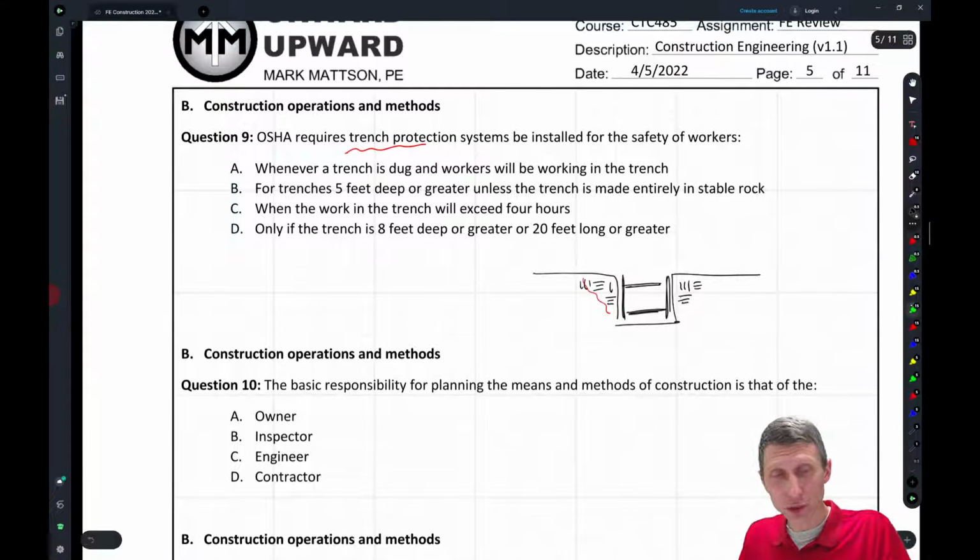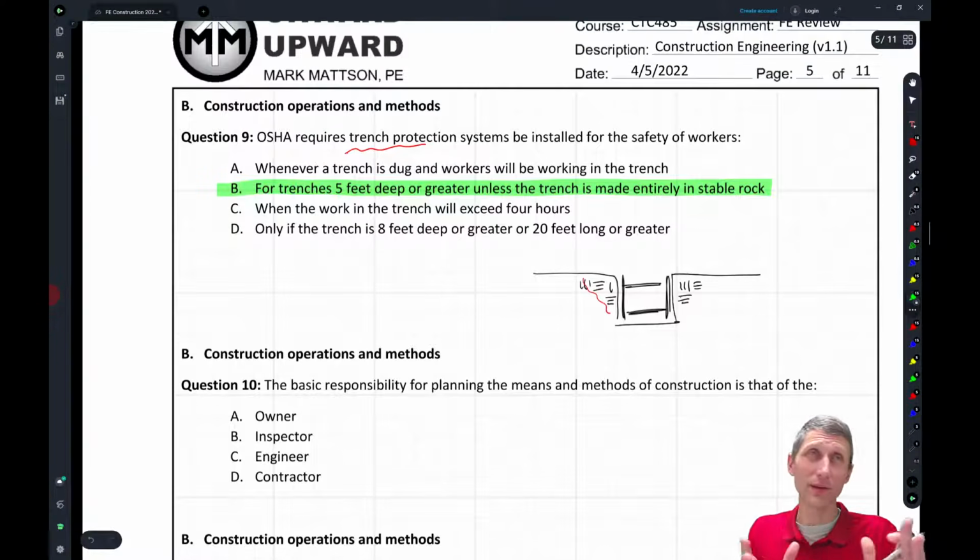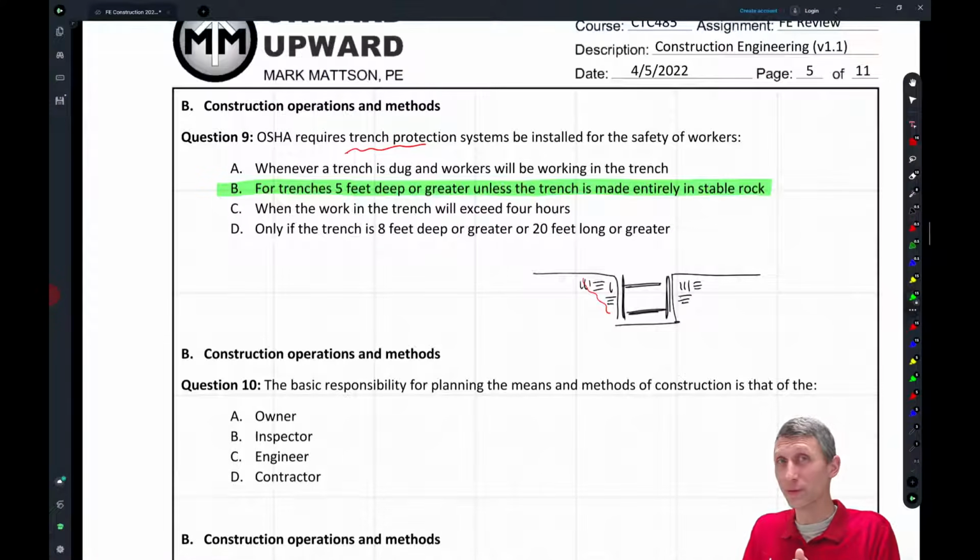Typically OSHA draws the line at 5 feet. Okay, if it's in stable rock, you can get away with more than 5 feet, but you can be in less than 5 feet if the soils are incredibly unstable as well. Typically there's some judgment by a competent person that has to make that judgment to make sure that it works. But 8 feet, way too much.